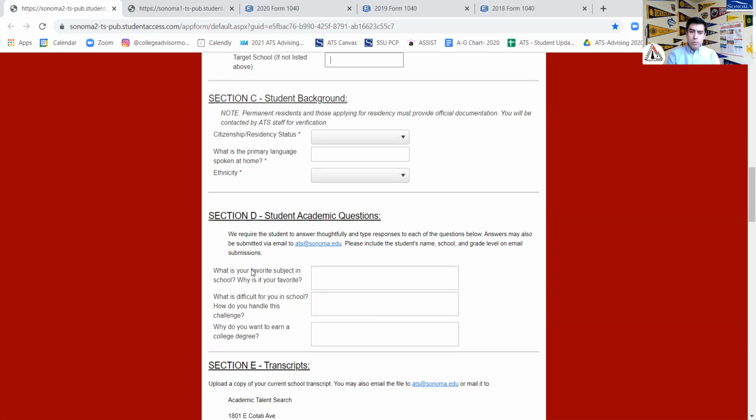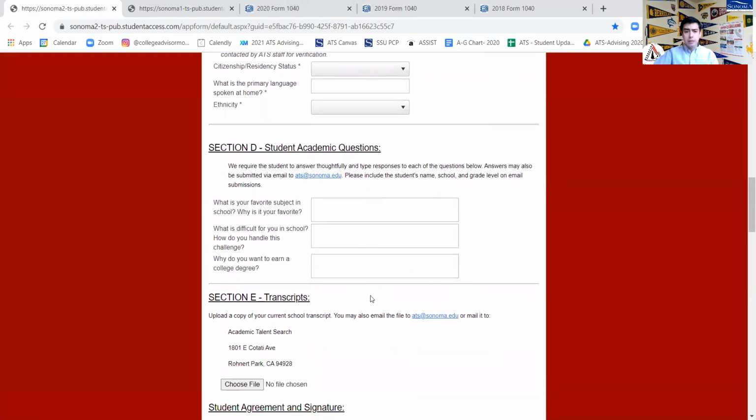And then the final question is, why do you want to earn a college degree? We want to know the reason for them to apply. Maybe if they already have an idea of what major they want to apply to, they can talk about that, or what school they're interested in going to in the future. So this is a good place to put that information.